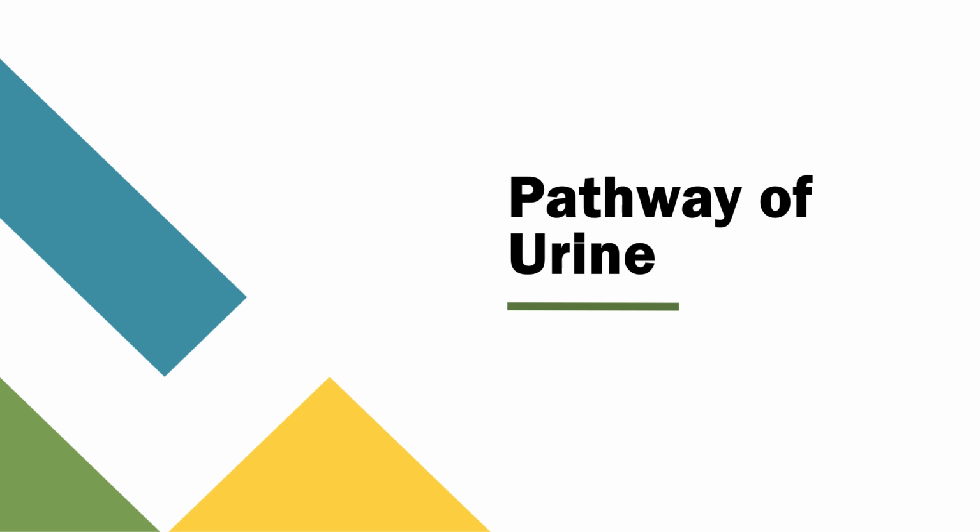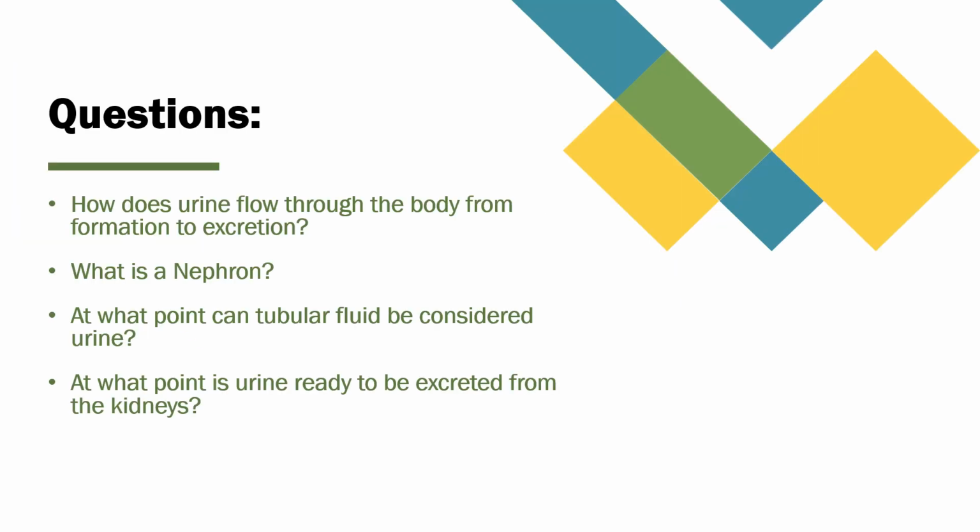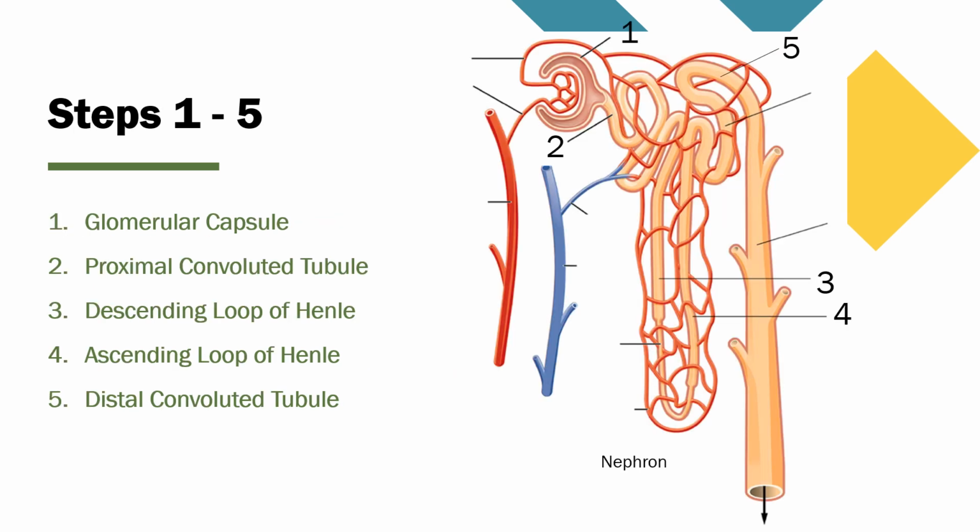In this video, we will discuss the pathway of urine. We will answer several questions. How does urine flow through the body from formation to excretion? What is a nephron? At what point can tubular fluid be considered urine? And at what point is urine ready to be excreted from the kidneys?